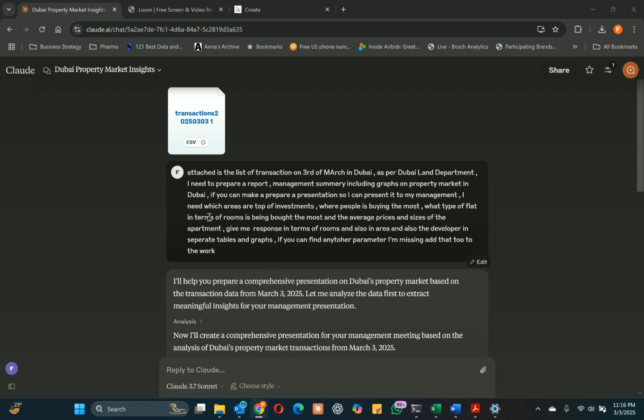I need to know which areas are top for investment, where people are buying the most, what type of flat in terms of rooms is being bought the most, and the average price and size of the apartment. Give me the response in terms of rooms, also in area, and also developer, with separate tables and graphs. If you can find any other parameter I'm missing, add that too. I'm using this as a sample. Usually I run it on my sales data, but again, it's confidential, so I can't run it over here. So I took the data from online and put it here. Let's see how it works.